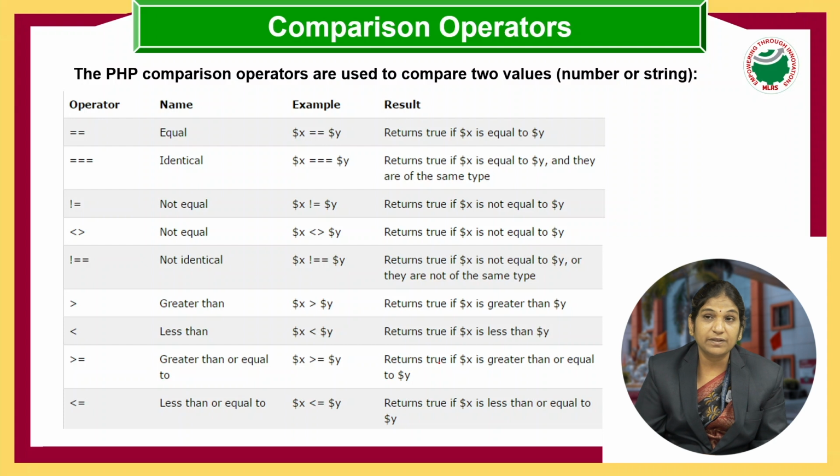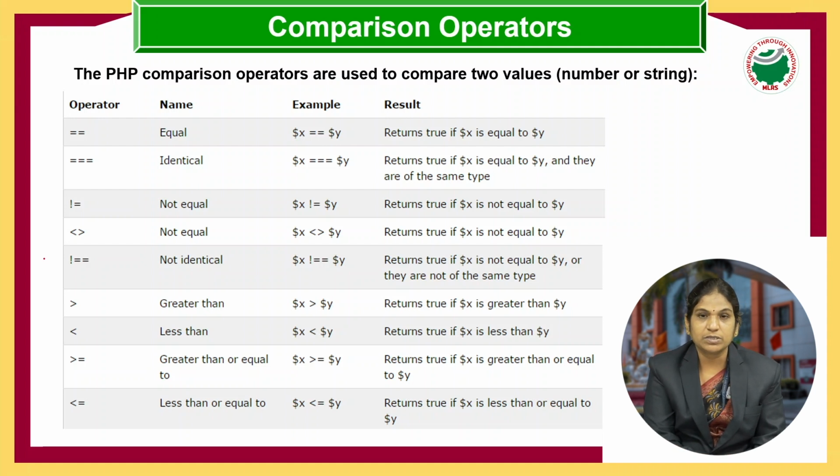Here, what is the difference between equal and identical? Equal is checking the value, whereas identical is checking the data type also, variables and values along with their data type. And not equal to returns true if x is not equal to y and returns false if both are equal.